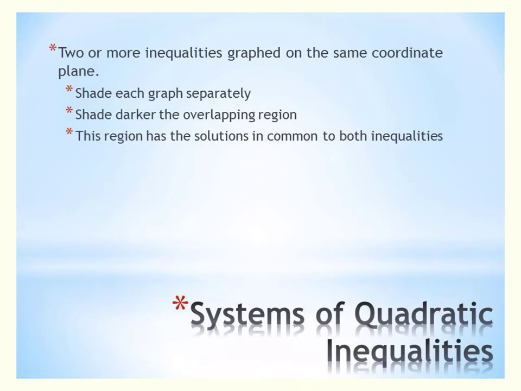Okay, so the next thing we're going to look at is a system of quadratic inequalities. And remember, a system is just 2 or more. So we're going to graph 2 inequalities on the same coordinate plane. And you just want to make sure that you shade the overlapping section darker.